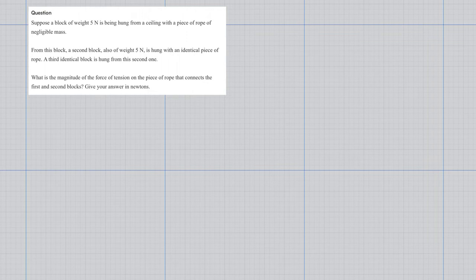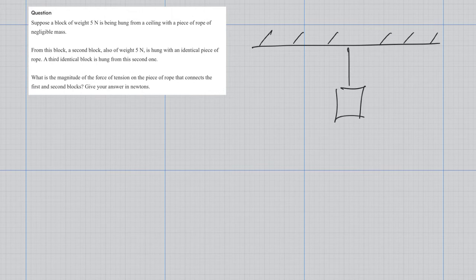So if we have our ceiling here, and we're going to hang that object, let's just go one at a time, right? So if we have this, we have a weight here of 5 newtons. It's going to hang there, so we also have to have a tension force up, which is also going to be 5 newtons for the fact that the net force has to be 0.